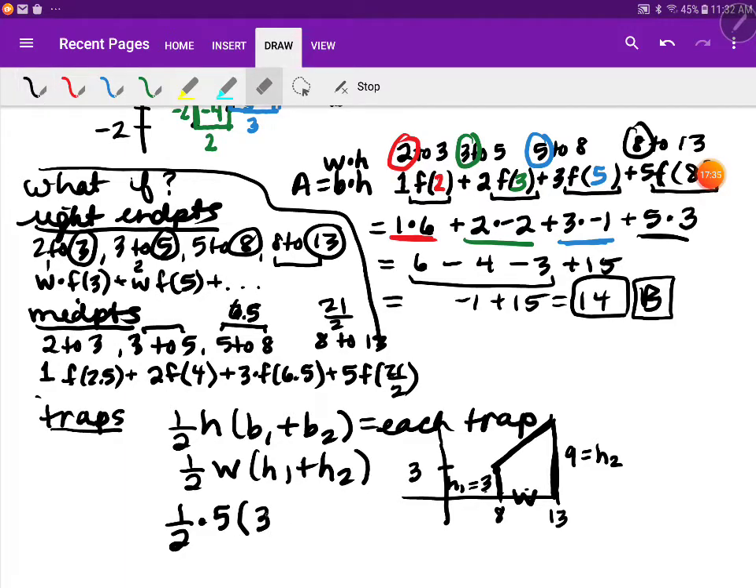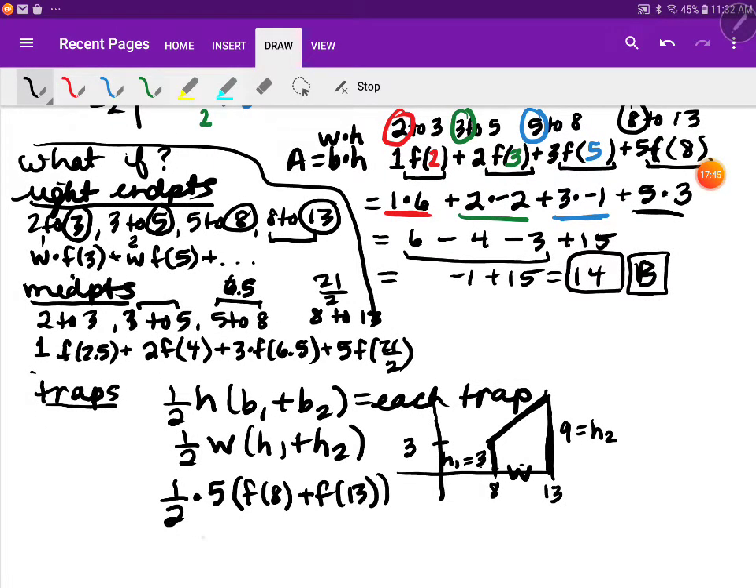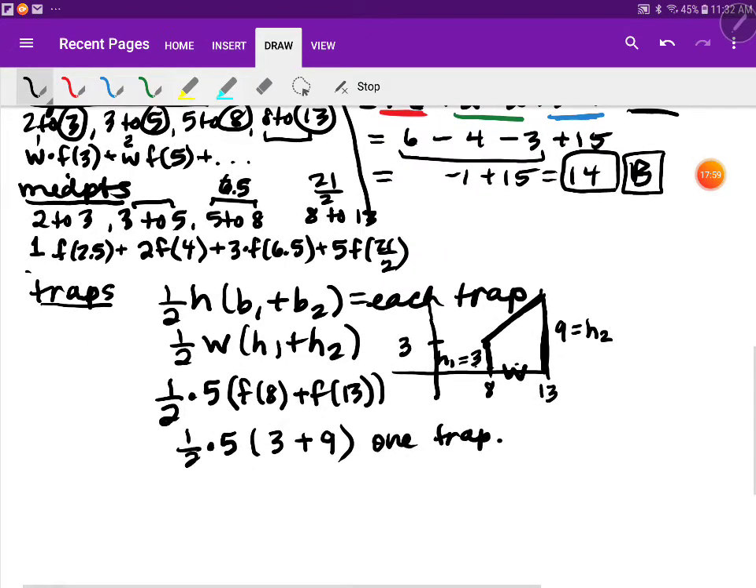Well, before I do that, sometimes I'll write f of 8 plus f of 13. Okay, and the 5 is the width of that trapezoid. If you draw the picture, then you can just write down the widths. But if you're not drawing the picture, the f of's make more sense. And that would be one trapezoid. But I would have to do a trapezoid for each.